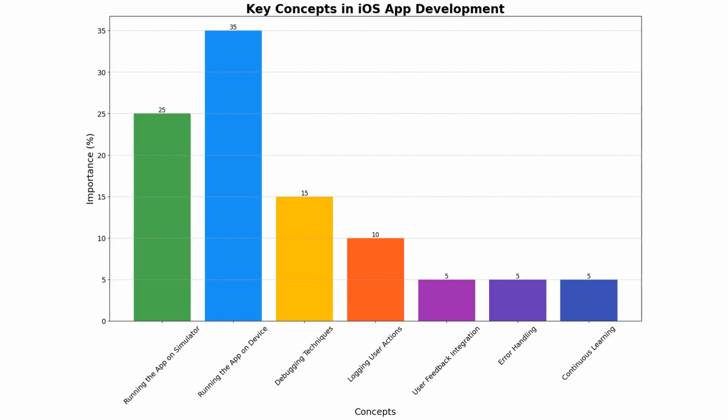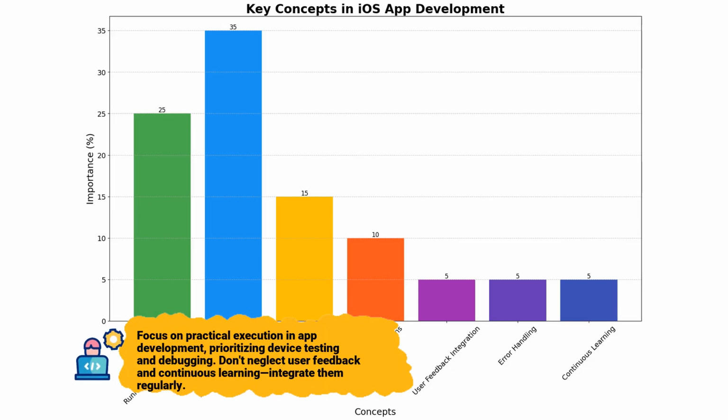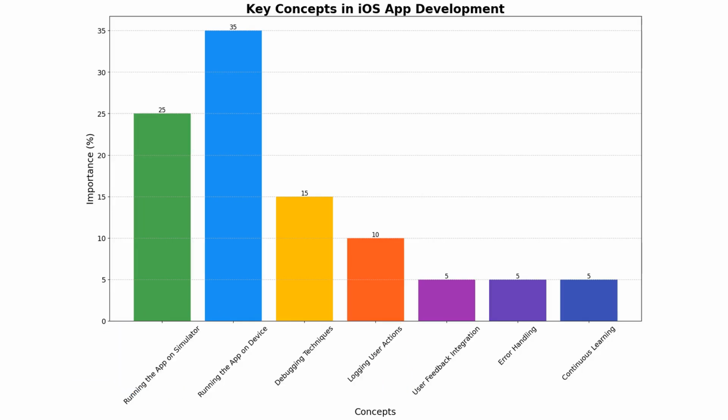The second largest bar is running the app on simulator at 25%, showing that simulator-based testing remains a significant but secondary focus. Then we have debugging techniques, sitting at 15%. This highlights that active debugging receives notable attention, though still less than direct testing. Logging user actions registers at 10%, suggesting that instrumentation and runtime logging are indeed important practical tools for understanding user behavior. Lastly, user feedback integration, error handling, and continuous learning, each at 5%, form a lower tier that still represents essential, ongoing commitments.